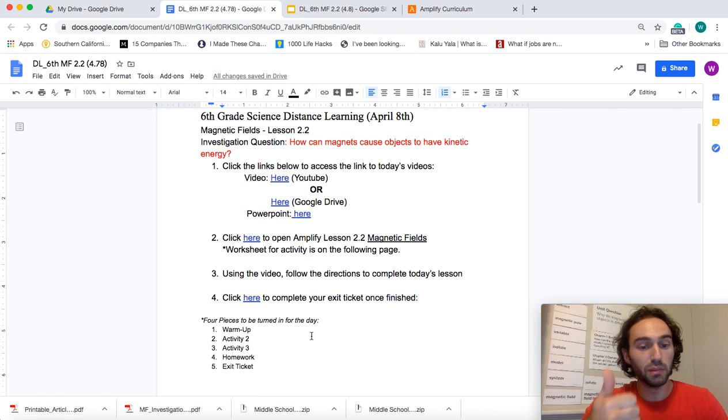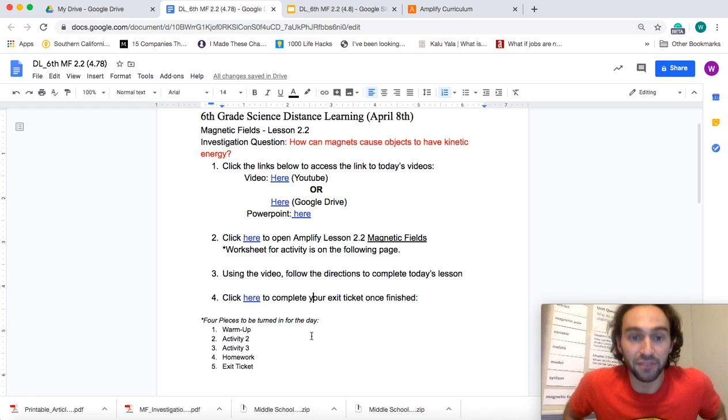If you have done the warm-up, the activity 2 writing, the activity 3 writing, the homework, and your exit ticket, those 5 parts, then you're good to go and you're done for the day. And you won't even have any science homework or work until next Tuesday. So remember that we don't have class tomorrow or Friday or Monday.